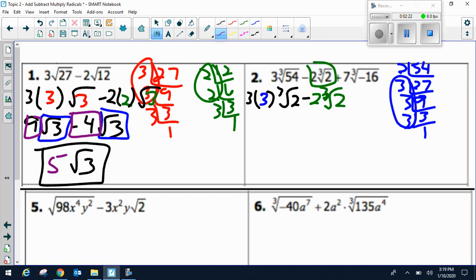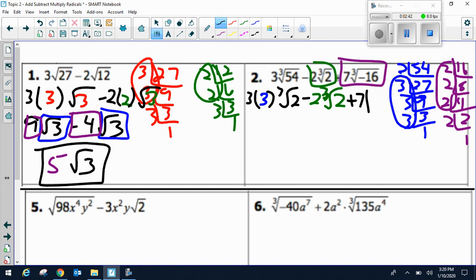And then same thing on this back one. You've got to do negative 16. So 16: that's 2, which gives you 8. You get 2 again, which gives you 4. You have 2 again, which gives you 2. And 2 again gives you 1. Again, you're looking for groups of 3. So plus 7 times, now that 2 that comes out, because of the negative inside, is going to be a negative 2 that comes out. And what's left is the cube root of 2.